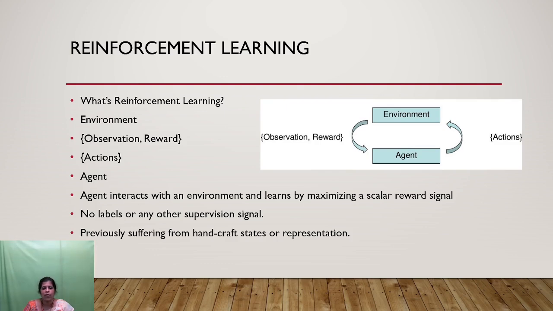Coming to reinforcement learning, it consists of four entities: the environment, the observation or reward, actions, and the agent. An agent usually interacts with an environment, learns from the environment, and tries to maximize the reward. Previous actions are based on the states, and the agent receives the reward signal.